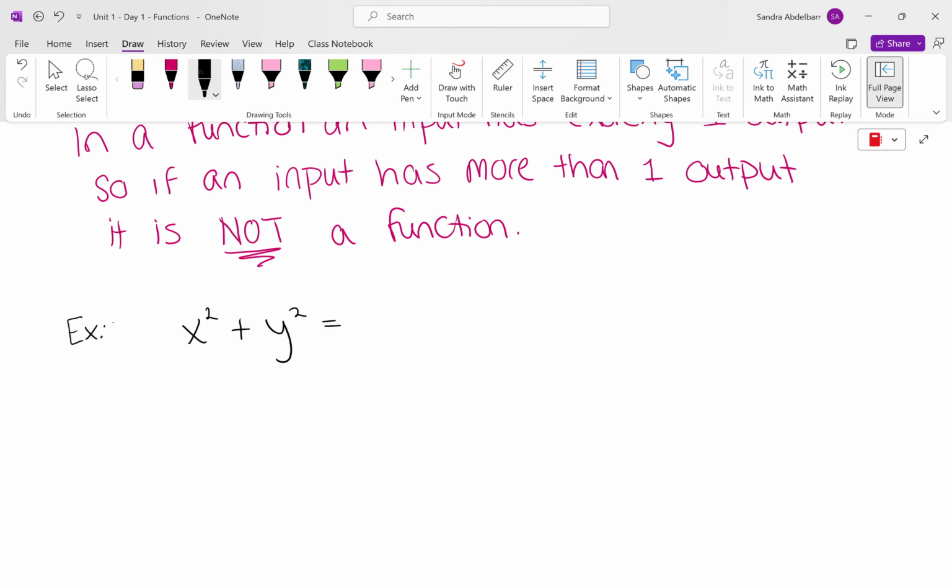Let's say I have x squared plus y squared is equal to 4. Think back to Algebra 2. Does anybody know what this equation represents? What shape? A triangle? Not a triangle, no. Okay, this is a circle. x squared plus y squared equals 4. This is a circle. So remember, the standard form of a circle is (x minus h) squared plus (y minus k) squared equals r squared.